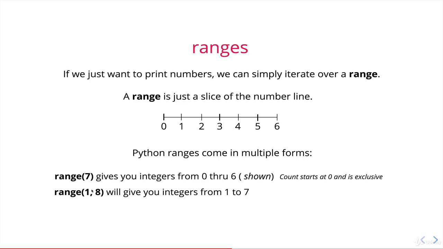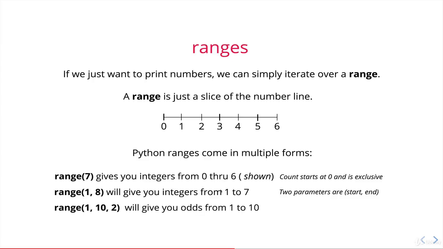Alternatively, you can pass in two numbers, 1 and 8 in this case, and it will start at 1, including 1, and stop at 8, excluding 8. So it can be a bit confusing, but just remember it never includes that last number. So this gives us 1 to 7, which is how we printed out the numbers 1 to 7 in the last video.